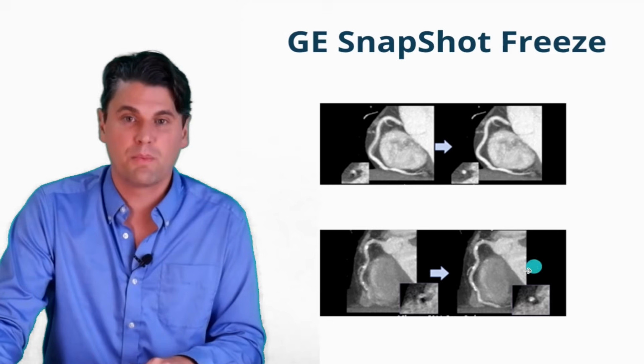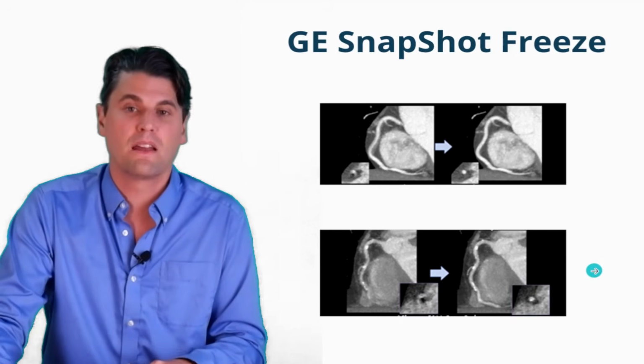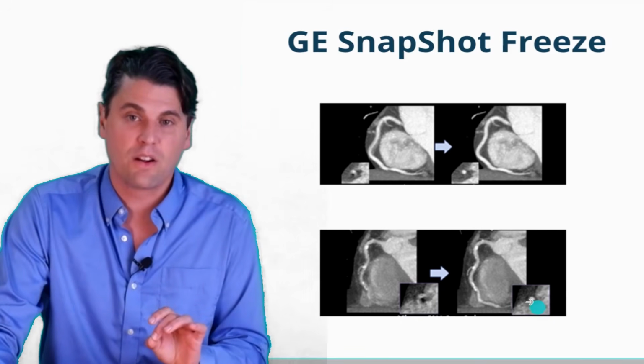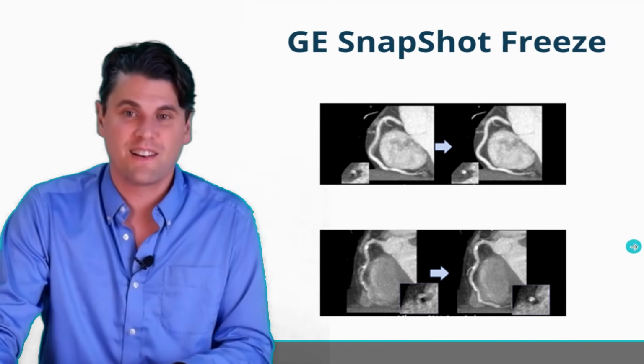This is a case of a 70 beats per minute. This is an 80 beats per minute patient. You can really appreciate the improvement in the coronary image reconstruction.